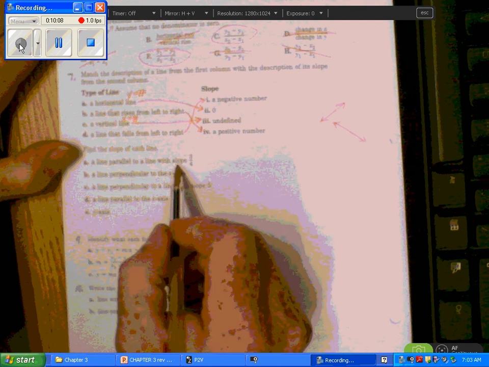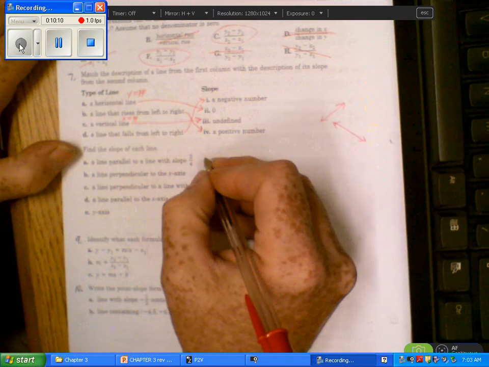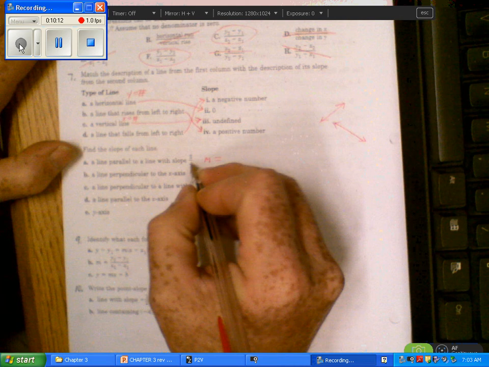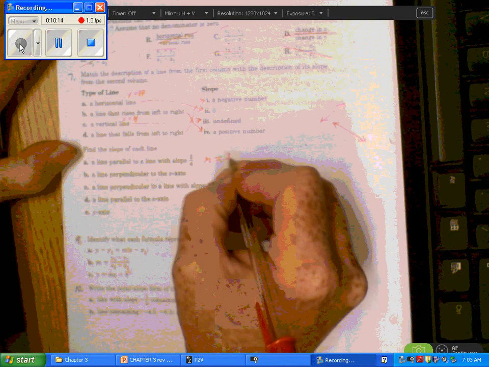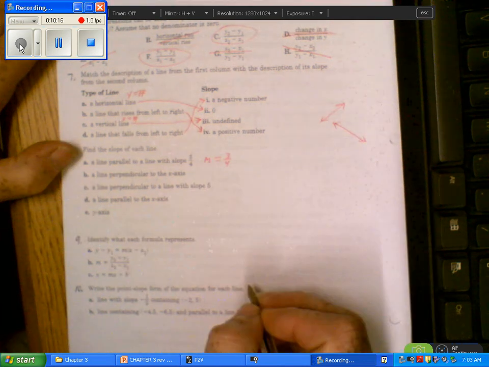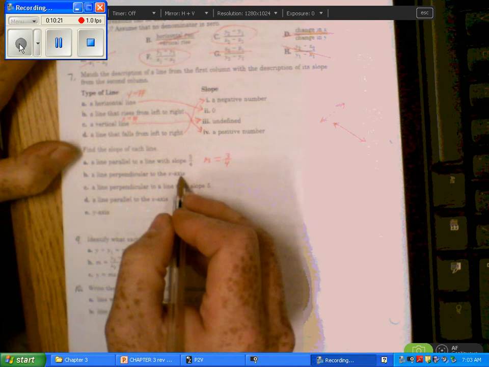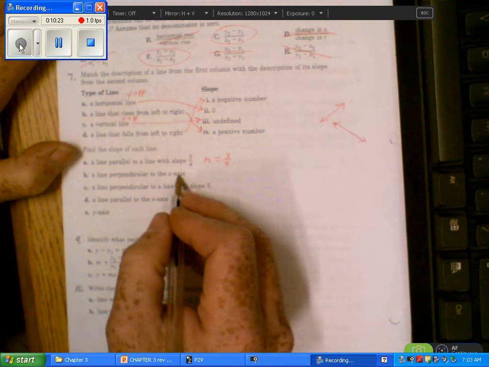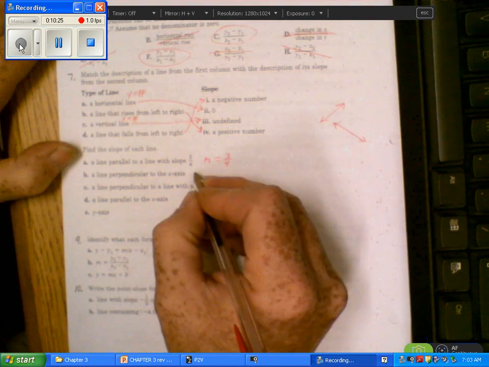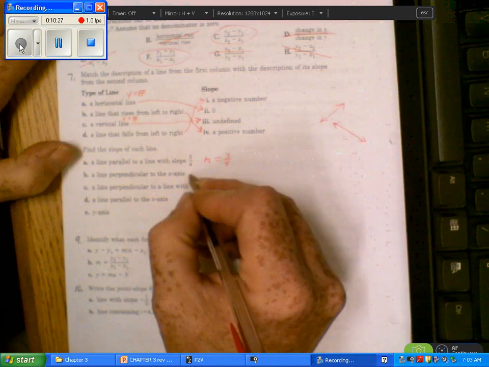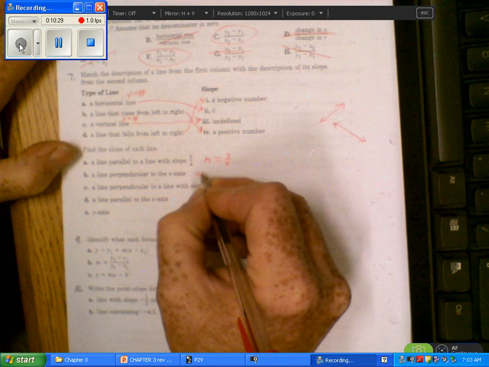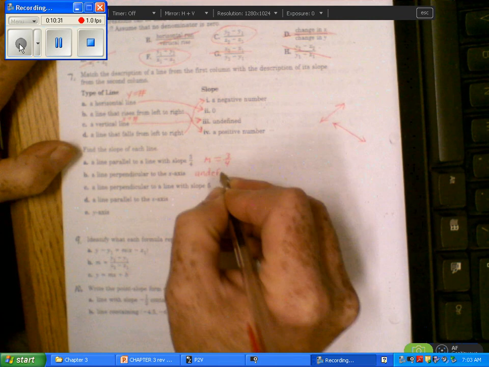Find the slope of each line. A line parallel to a line with slope 3/4. Well, the slope of the new line, if they're parallel, is going to be the same thing, so it's just 3/4. A line perpendicular to the x-axis. Well, if it's perpendicular to the x-axis, which is horizontal, that means the line has to be vertical. And if the line is vertical, then the slope is undefined, or it doesn't have a slope.